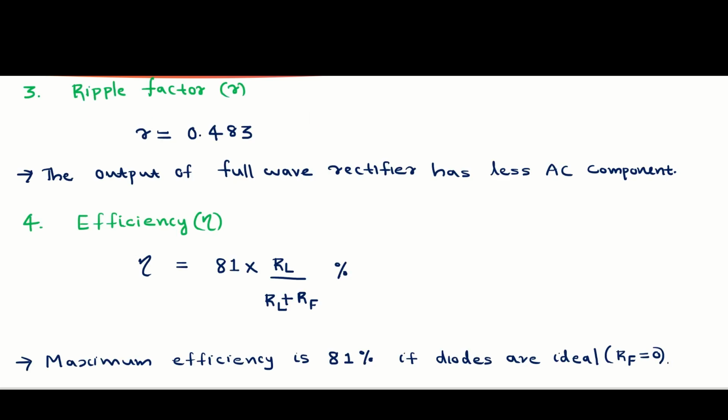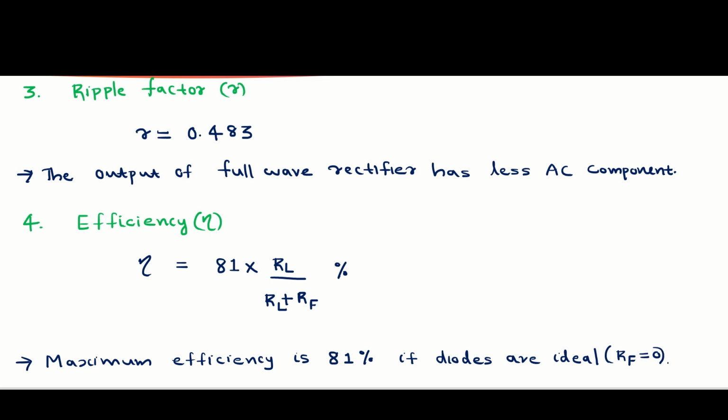And the third parameter is ripple factor indicated by R. All of you know what you mean by ripples. The unwanted AC component present in the output of rectifier is called ripples. The ripple factor is a measure of the amount of AC component. As the AC component is undesired, the ripple factor should be as small as possible, and the ideal value of ripple factor is 0.